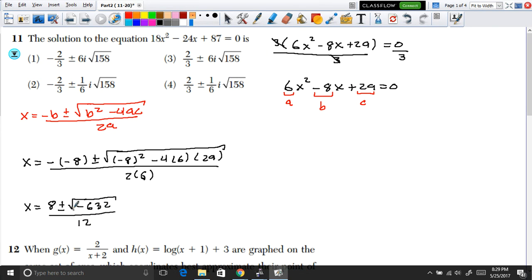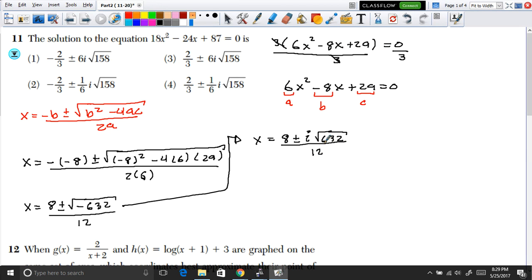Now, look at this right here. We have a negative inside the square root. That means that we have a complex number. You can never have a negative inside the square root in the reals, so what do we do? Well, let's continue here. We have x equals 8 plus or minus. Let's take it out as an i. So we have the complex number of the square root of 632 divided by 12.